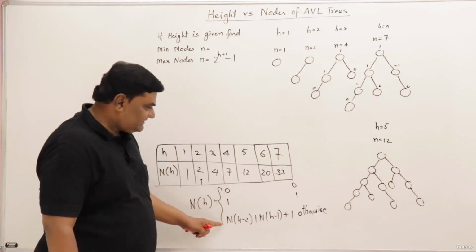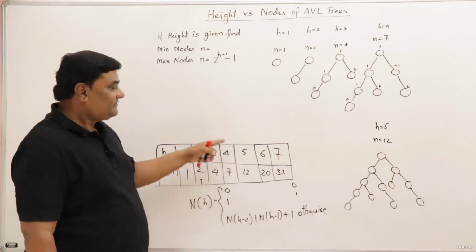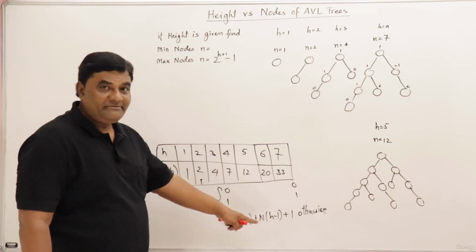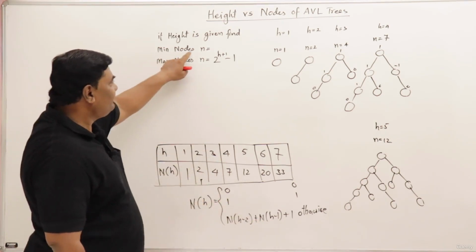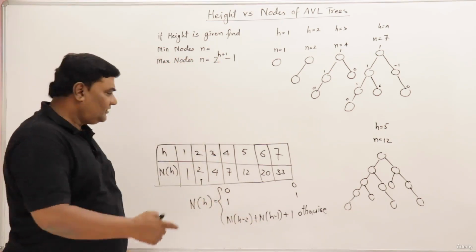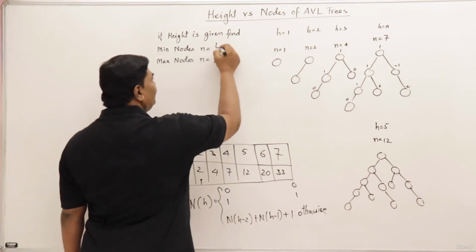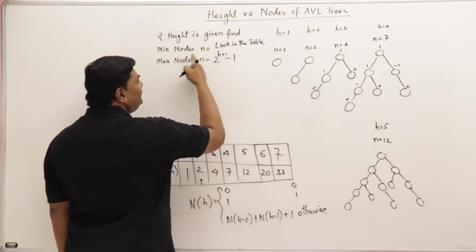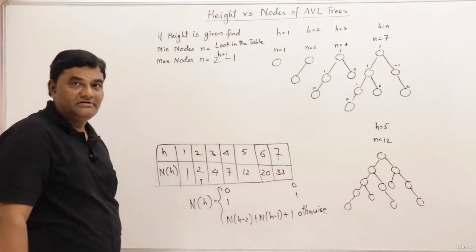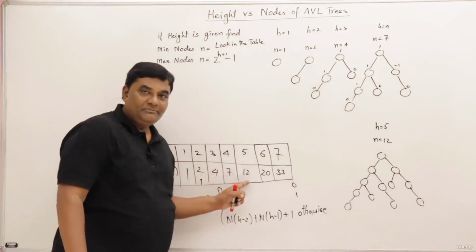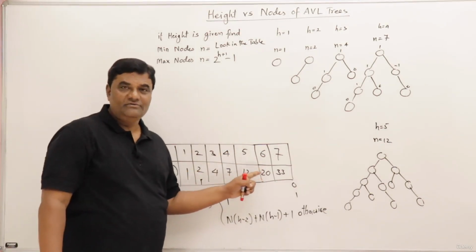And for this is the table. So minimum nodes can be obtained by this formula. So I should write down this formula here for minimum nodes. So I will not write the formula. I will say look in the table. So for minimum nodes, look into the table. So if height is 5, minimum 12 nodes, height is 6, minimum 20 nodes, like this.